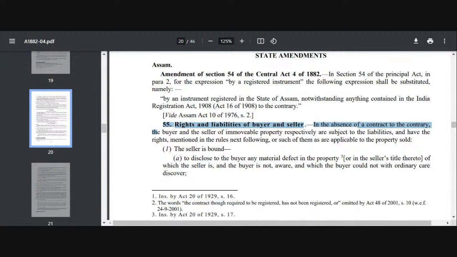ठीक है ना. अभी यहाँ पे अगर आप देखो तो आपको एक चार्ट बनाना होगा. What is the right of seller before sale? What is the right of seller after sale? What is the duty of seller before sale? What is the duty of seller after sale? What is the right of the buyer before sale? What is the right of buyer after sale? What is the duty of buyer before sale? What is the duty of buyer after sale?